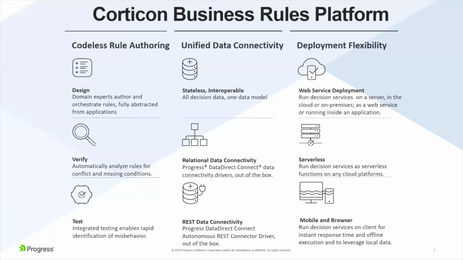Well, thanks everyone for joining. Today, Keith and I are going to show you how Semaphore can be used with Corticon to bring your unstructured data into your automated decisions. So Corticon is a business rule platform. Corticon provides you all the tools you need to automate a lot of your business decisions.